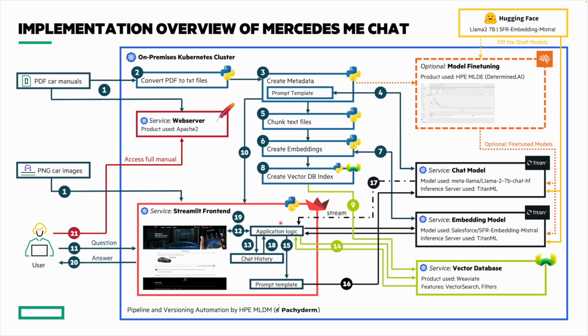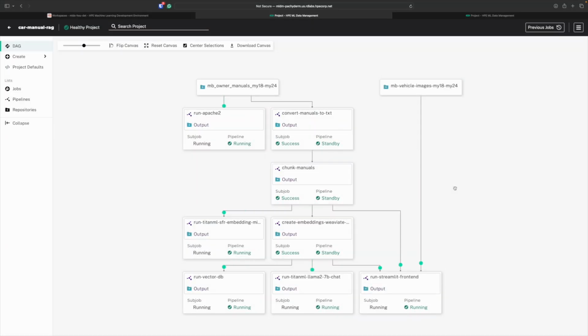So let's take a look behind the scenes of how this pipeline looks, and then also talk a little bit more about the fine-tuning part before we wrap it up, of why I think this is relevant for the broader enterprise segment. All right, this is the behind the scenes of the implementation view you just saw on the slide. It's running in the HP machine learning data management software, also known as Pachyderm, and it really has all the steps we just saw on the slides.